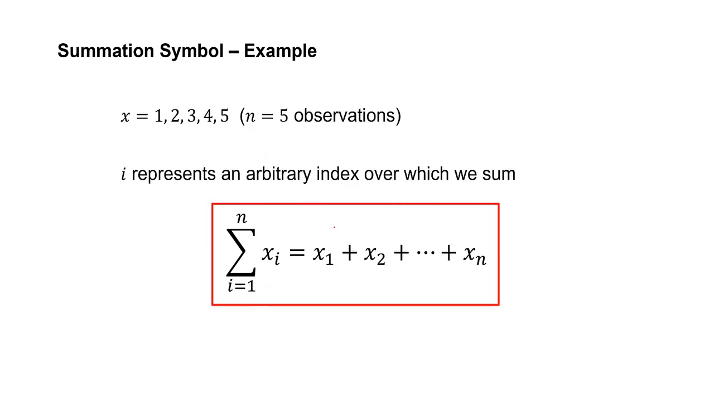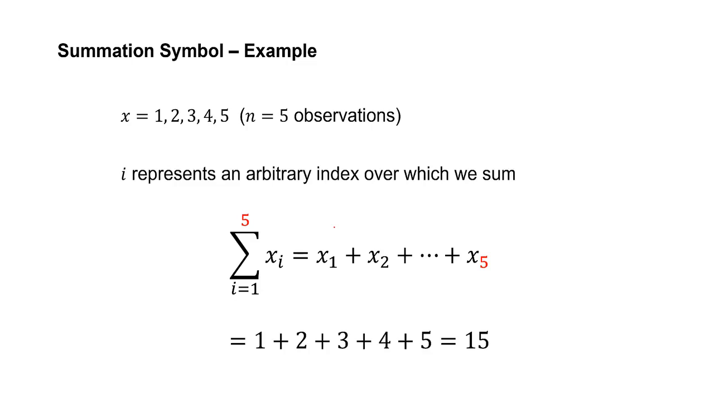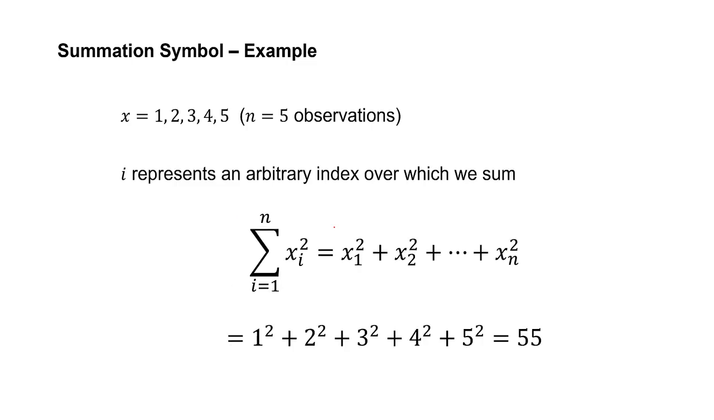So this summation would just be x of 1 plus x of 2 plus x of 3 plus x of 4 all the way up to x of n. If n equals 5, then we're going to sum up to x of 5. We just sum the first 5 values of our x vector, our data set, 1, 2, 3, 4, and 5. And we get 15. Let's just go through another quick example.